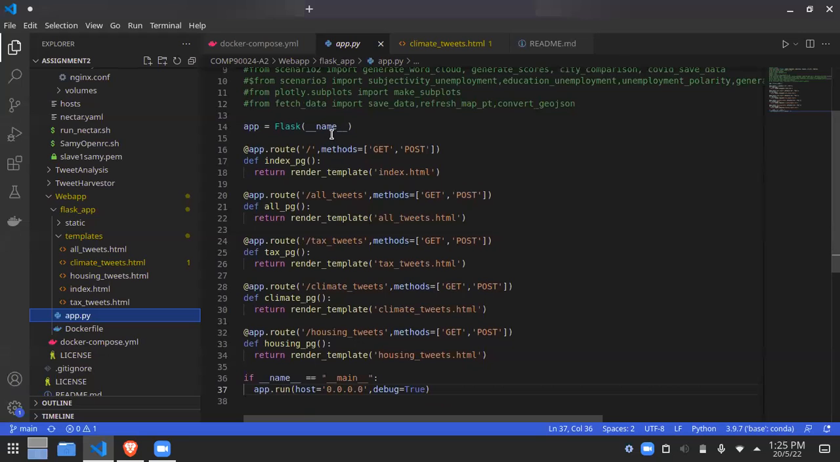So yeah, we have created an app, and we have created various routes with both methods get and post. So this is the index page, the one which is loaded by default. This page gives us information on the overall data set that we have collected and the various electorates. This talks about the taxes, this talks about the climate, about the housing, and then we run the front end using this one.